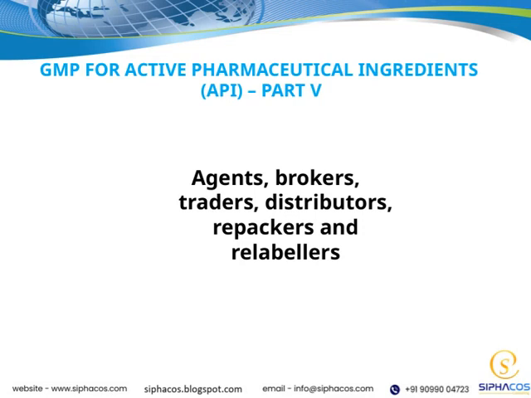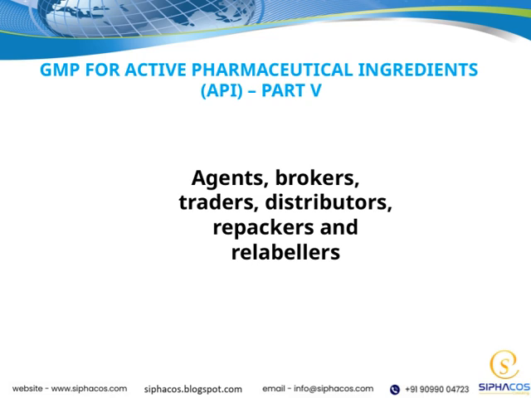Now, let's turn our attention to the various entities involved in the active pharmaceutical ingredients supply chain: agents, brokers, traders, distributors, repackers, and relabelers. Each of these plays a crucial role in ensuring the right ingredients reach the right places at the right time. When we talk about GMP for APIs, it's important to recognize that these entities must operate in strict compliance with good manufacturing practices to maintain product quality and safety.